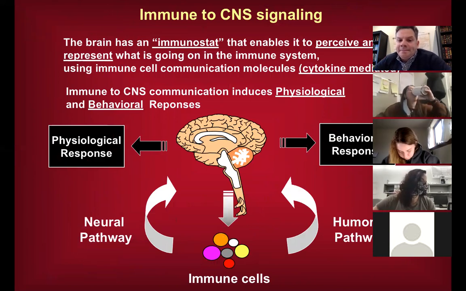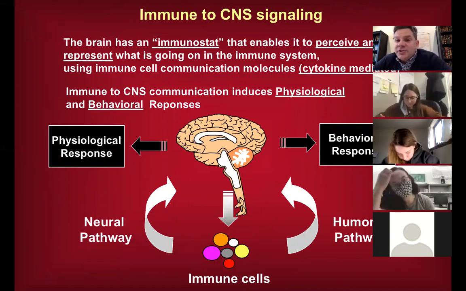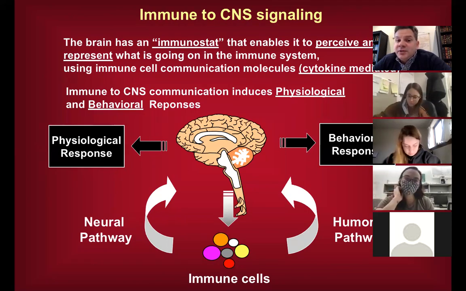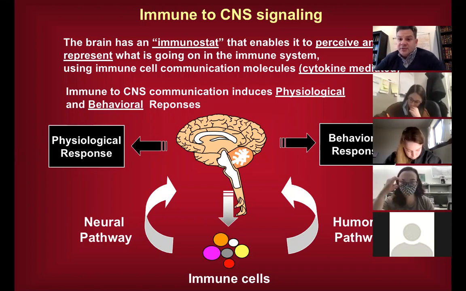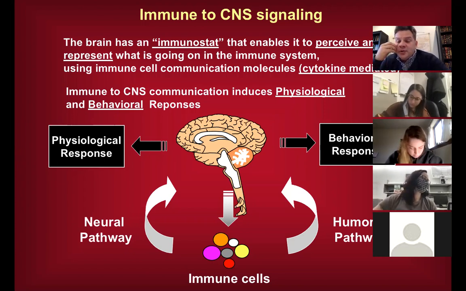So the brain has an immunostat. It enables it to perceive and represent what's going on in the immune system. And this is driven by cell communication that is associated with cytokine mediated signals. So some of those cytokines that we started talking about, IL-1, TNF-alpha, IL-6, are going to be important here. And ultimately what happens is you're going to change neuronal transmission. All right, you're going to go from a cytokine profile to signaling within the brain to ultimately affecting neurons.